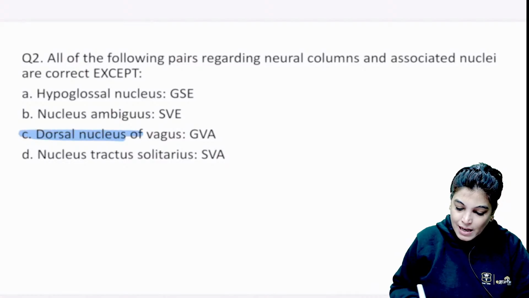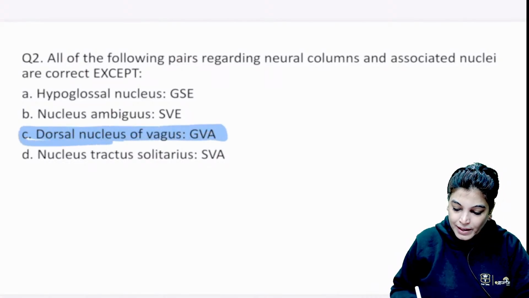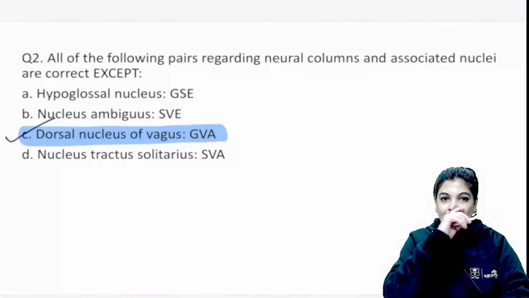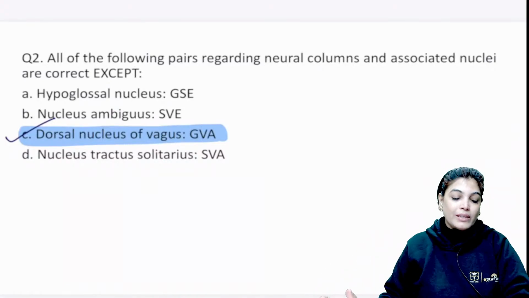The absolutely correct answer is coming up. Dorsal nucleus of vagus is absolutely correct. Yes, this is not afferent. It should be efferent, general visceral efferent. It is motor. It is efferent, not the afferent one.